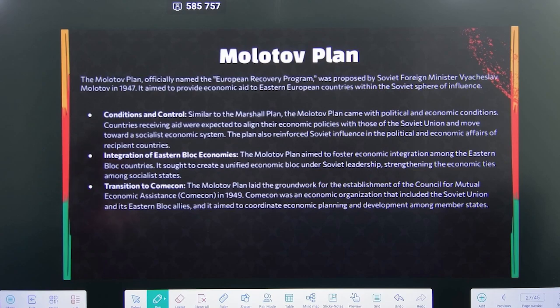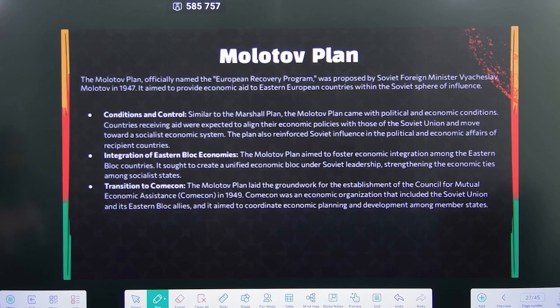Molotov Plan was very close to Marshall Plan. It was very similar to Marshall Plan, and it was aimed at improving the economic conditions of these countries. But whoever received assistance under Molotov Plan, that nation particularly had to adopt a socialist, communist economic system. The plan also reinforced Soviet influence in political and economic affairs of recipient countries.